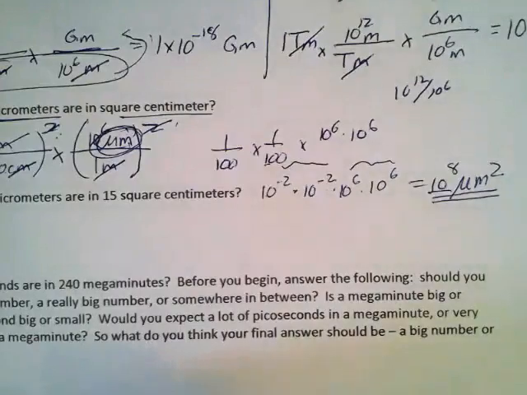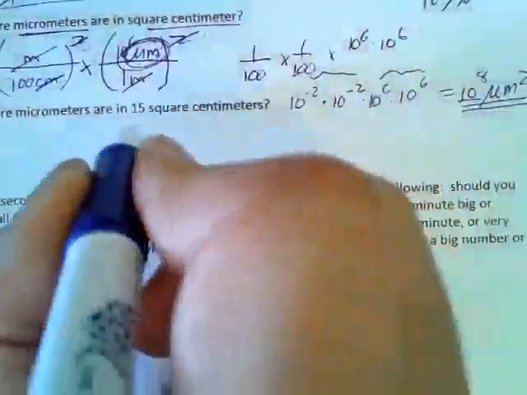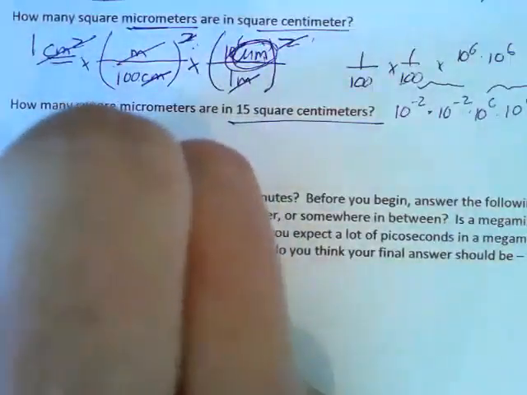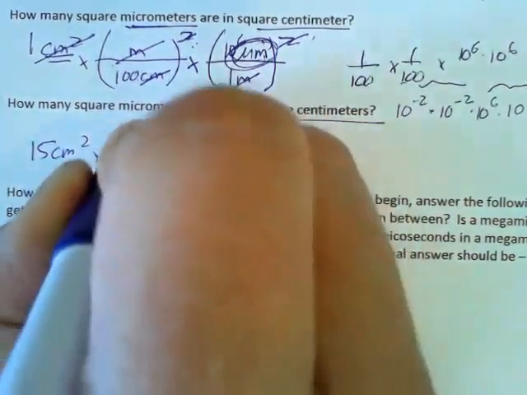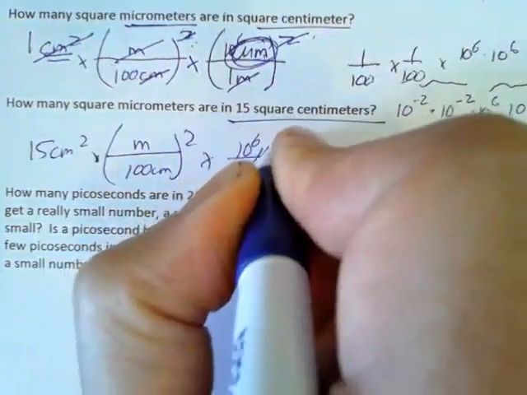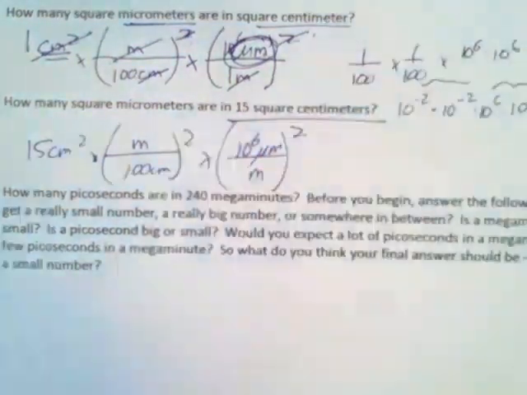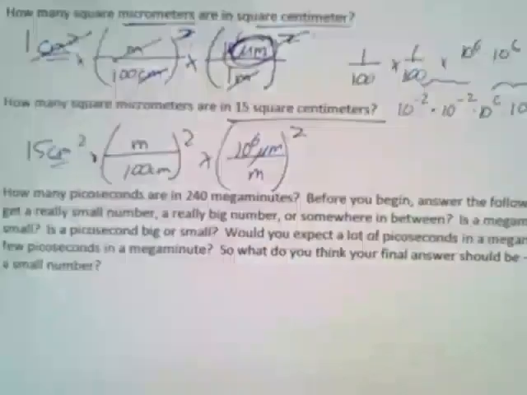Not the last one, I'm sorry. How many square micrometers are in 15 square centimeters? Same problem as above. 15 centimeters squared times 100 centimeters per meter squared times 10 to the 6th micrometers in a meter. And again, we need to square that conversion term because our units are squared here. We're not squaring the 15.